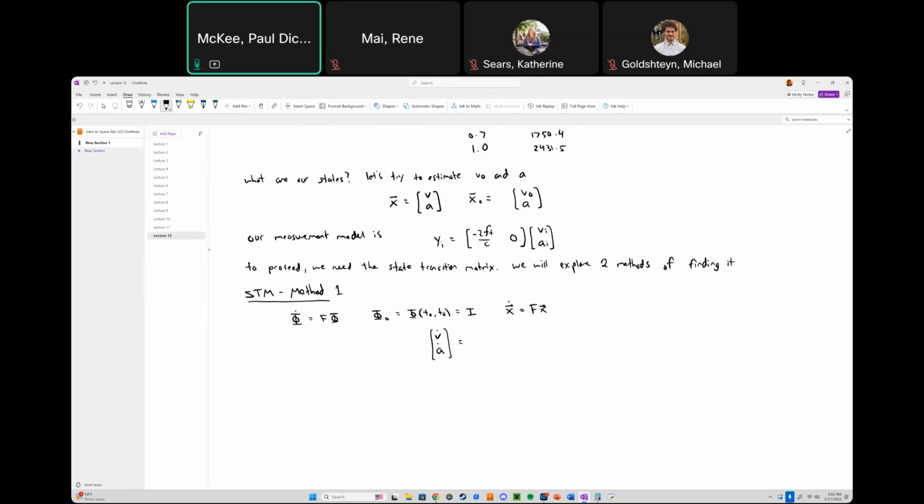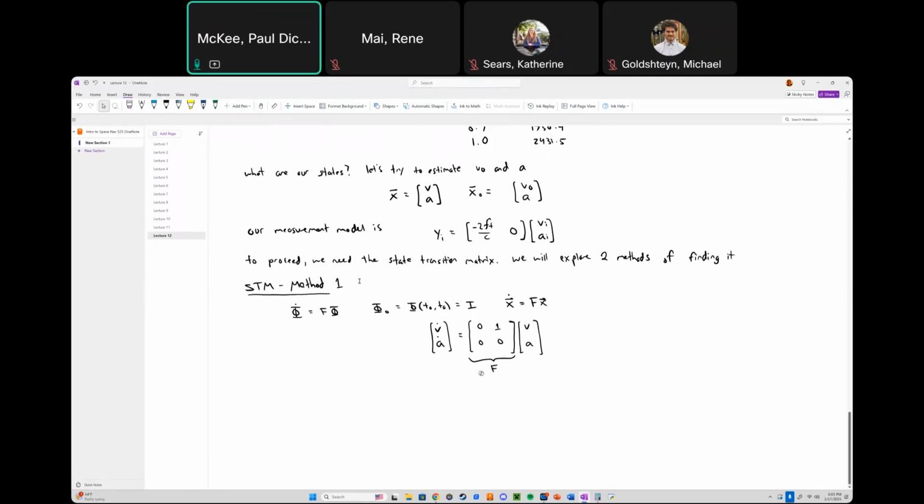So this method, method 1, works if you know F directly. You don't have to estimate it or put it together. So what is the relationship? Here's V, here's A. V dot is acceleration, right? So V dot is 0 times velocity and 1 times acceleration. Now, acceleration we're treating as constant. We're saying this is a uniform gravity field, so A dot is 0. It's 0 velocity, 0 acceleration. So this is our matrix F. And mercifully, it's very simple.